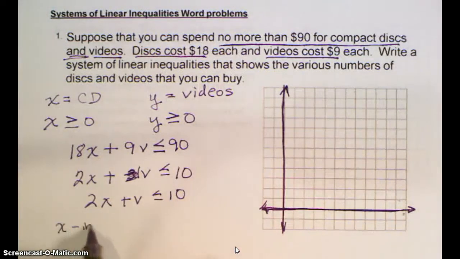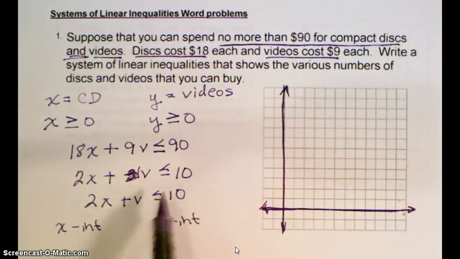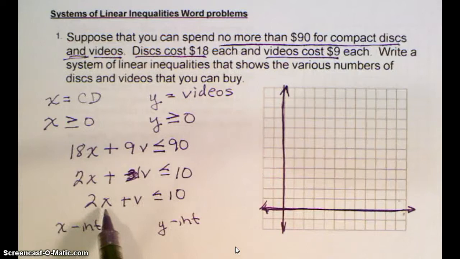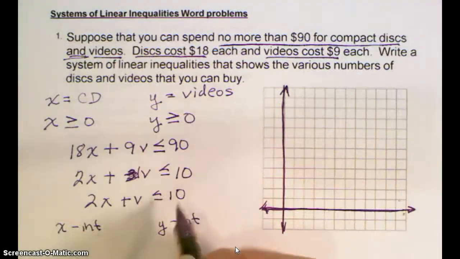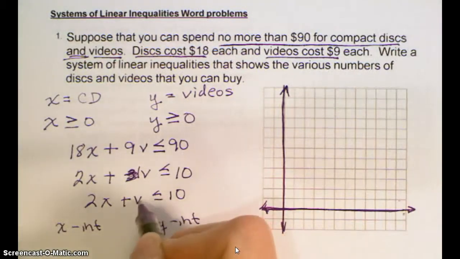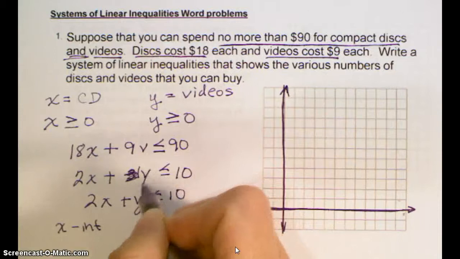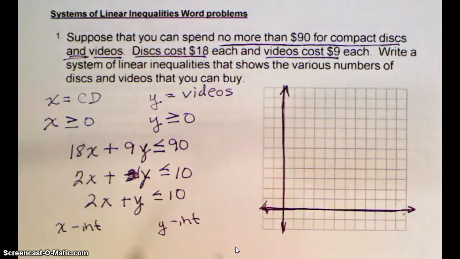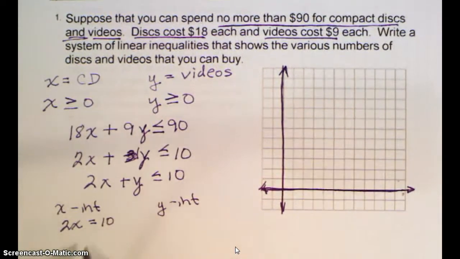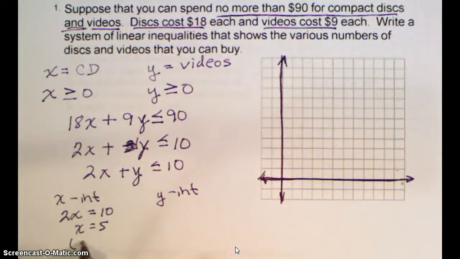I'm going to look for the x-intercept and y-intercept. For the x-intercept I want x, so y is 0. And I think I have a v accidentally here for videos instead of y. There we go. So I'm going to plug in a 0 for y and solve for x, and I'm going to look at it as an equation because I want that point. So x would be 5, and my x-intercept is 5, 0.